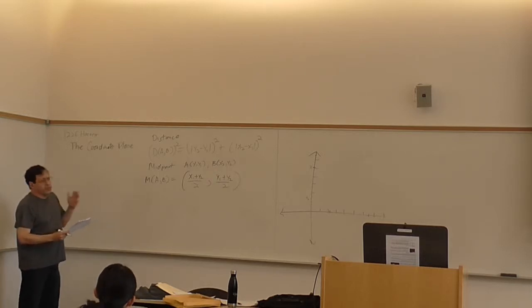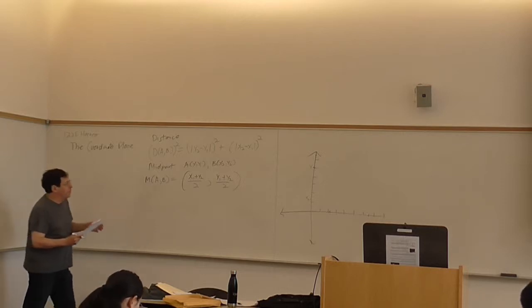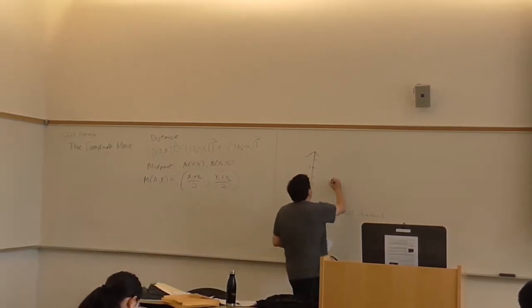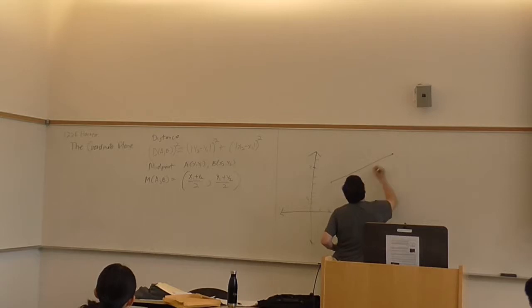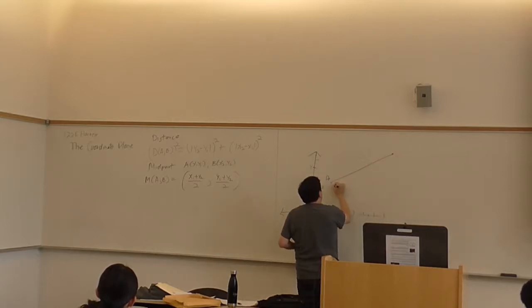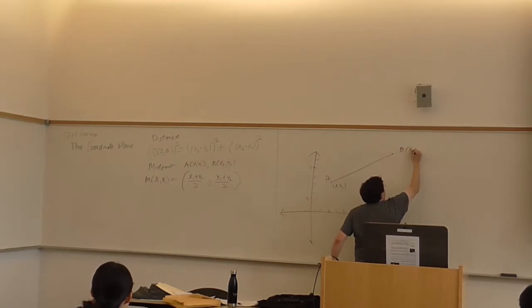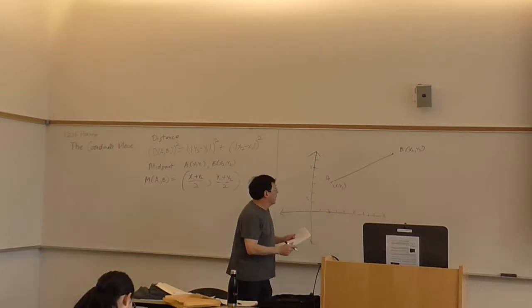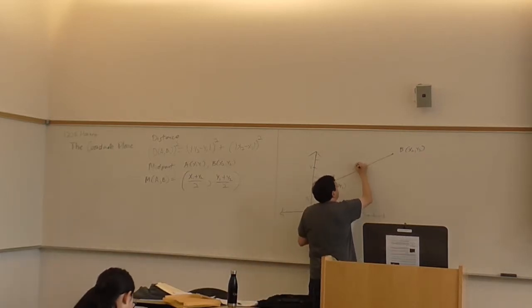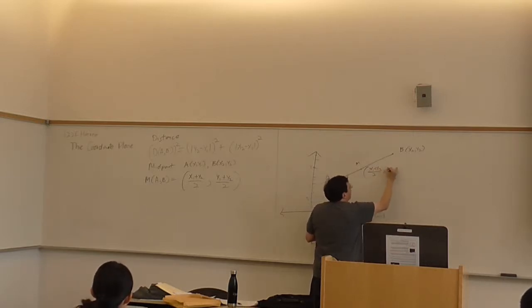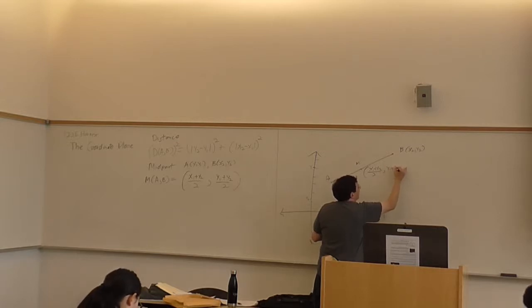Now, I just pulled that out of my hat. Let's just take a look here. So if I have A over here at x1, y1, and B at x2, y2, I'm claiming that this point in the middle, the midpoint, is x1 plus x2 over 2, y1 plus y2 over 2.